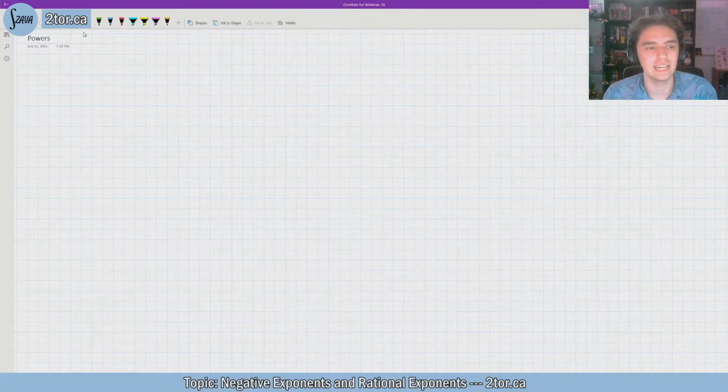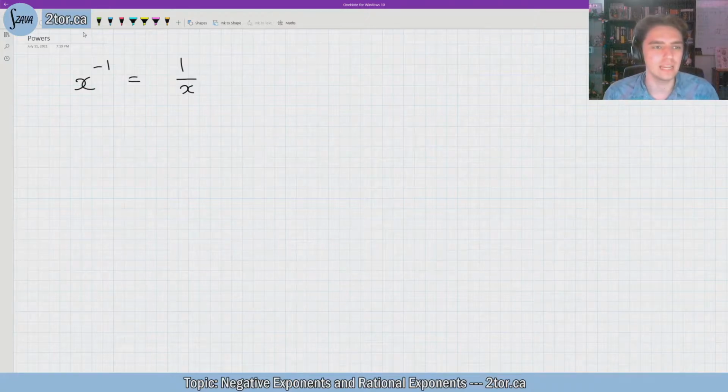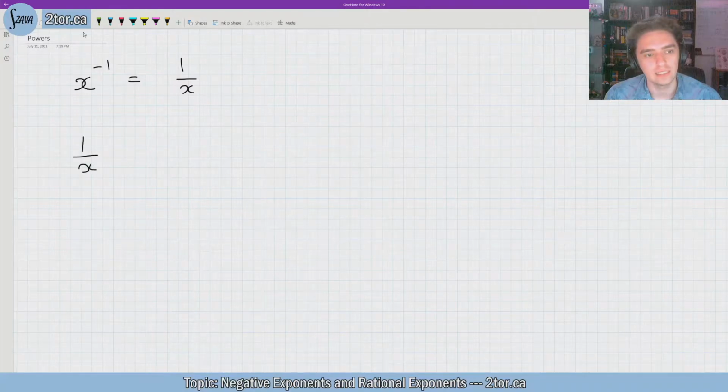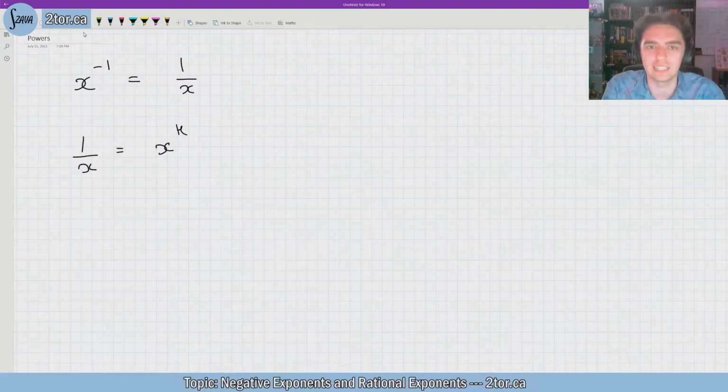First thing we're going to look at today is how is it that negative exponents work? Why is x to the negative 1 1 over x? Okay, and I'm going to essentially prove that this is true. So what I'm going to start with is that 1 over x is equal to x to the k. Okay, and we're going to try to solve for k. Essentially, our goal here is to solve for k. Right? What does k have to be to make this equation true?